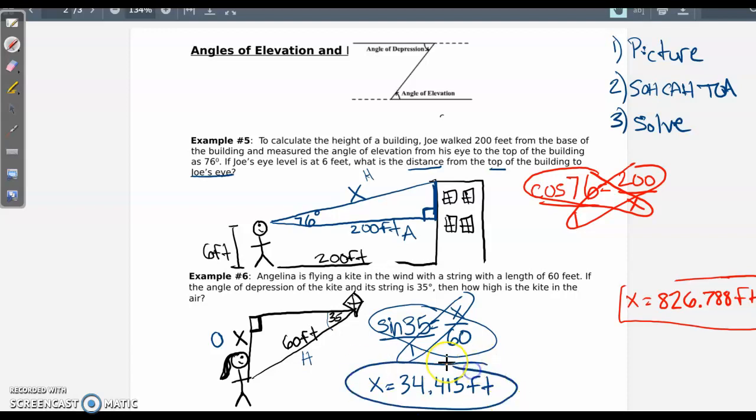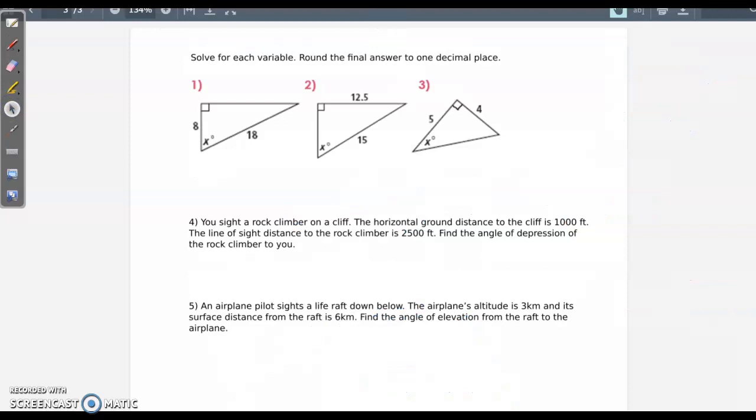What questions do you have so far? We're going to do one more example where we have to use the inverse function to find a missing angle. Example is at the back of the notes. Number 4, you sight a rock climber on a cliff. The horizontal ground distance to the cliff is 1,000 feet.